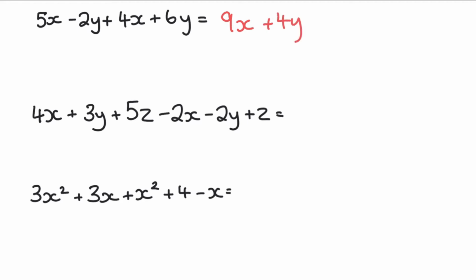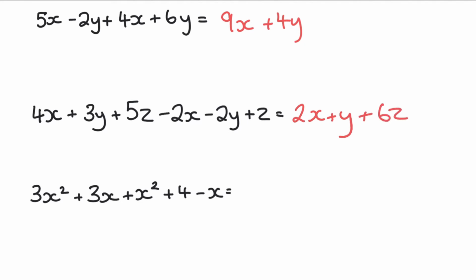So next we've got 4x plus 3y plus 5z minus 2x minus 2y plus 1z. So if we gather up the x's first, we've got 4x minus 2x is 2x. We've got 3y minus 2y is 1y, and 5z plus z is 6z.